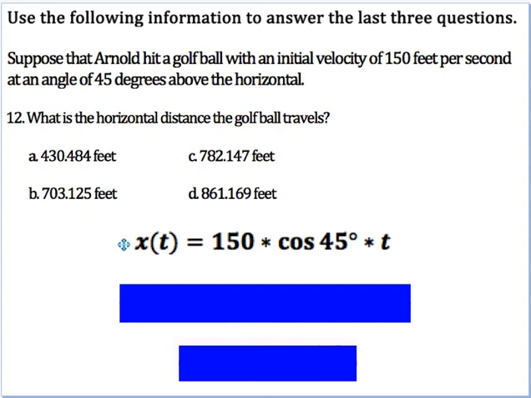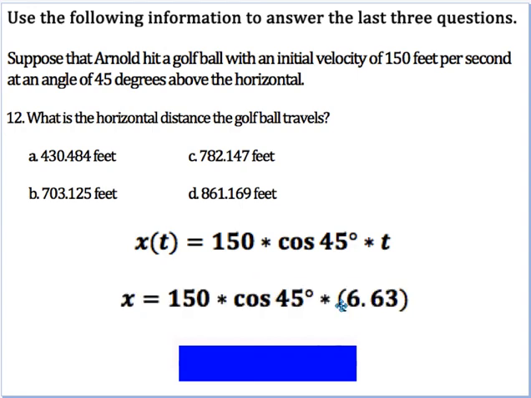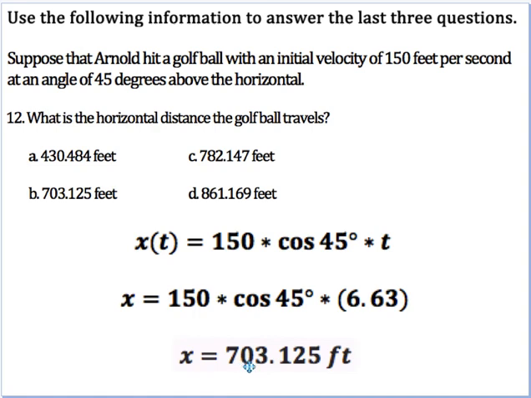Okay, final question, what is the horizontal distance that the golf ball travels? This time I'm using my x formula, and I'm plugging in my flight time that I got from question number 10, and I just plug in 6.63. Well, I'll use the exact answer in my calculator, and I plug it in, and I get 703.25 feet. So there we go.